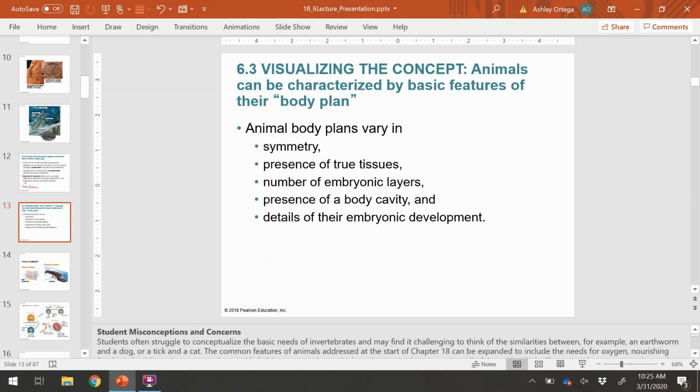So looking at animals in terms of body plans, it does vary greatly, but we'll see some unifying features like symmetry, tissues, embryonic layers, something called a body cavity, and then embryonic development details. All these help unify animals, and so that is, I believe, something you'll want to understand. Yeah, this is something you do want to know.